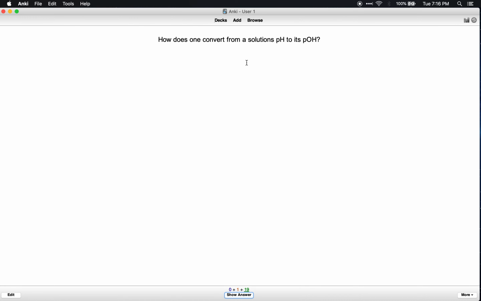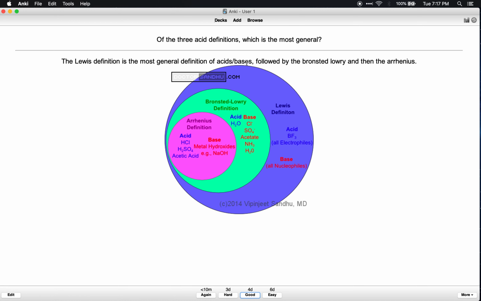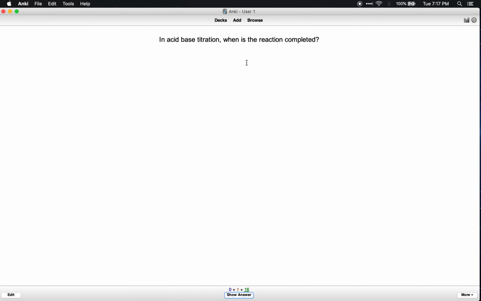pH to pOH: pH plus pOH equals 14. How does water behave when it reacts as a base, as an acid? Most general is Arrhenius and Bronsted-Lowry, then Lewis. A reaction is complete when the equivalence point is reached.